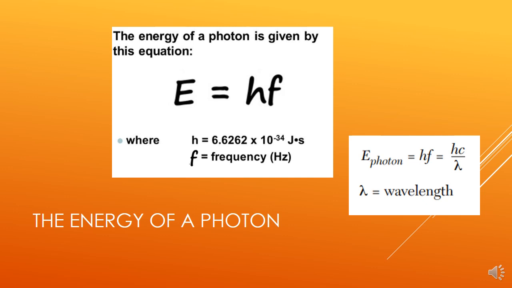Now, off to the right is how the Regents reference table writes it. E photon is equal to hf. And if you don't know the frequency, if you know the wavelength, you can use the other version of the formula. E is equal to hc over lambda, where c is the speed of light, 3 times 10 to the 8th meters per second.